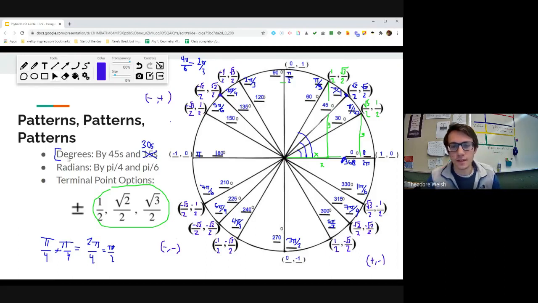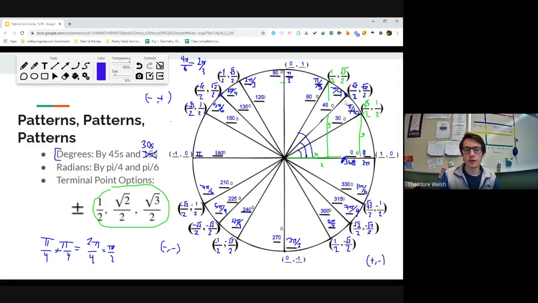Questions on anything we did there? So I know I walked through this in a similar way on Monday, so hopefully you saw that then. But I tried to emphasize these patterns a little bit more as we're talking through.